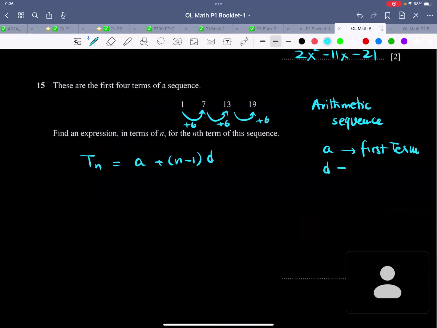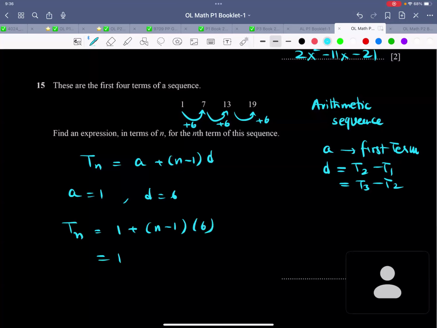What is d? That is the second term minus the first term, or the third minus the second, which in this case is 6. So let me write it over here. A is 1. D is 6. Your answer will be in terms of n. So Tn is 1 plus (n minus 1) into 6. This is 1 plus 6n minus 6, which is 6n minus 5. So this is 6n minus 5. That's the value of Tn. That's the expression for Tn.